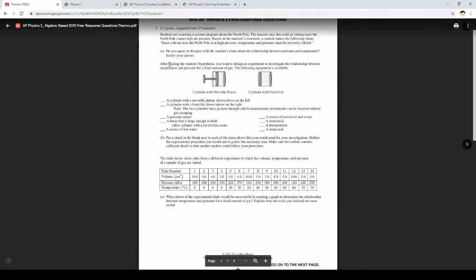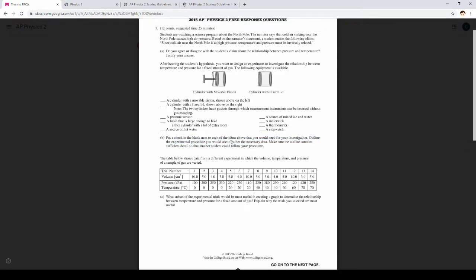Next part, we have the experimental design. We're trying to design an experiment to test this student's claim. Put a check in a blank next to each of the items that you would need for the investigation, outline the experimental procedure, and make sure that the outline contains sufficient detail so that another student can follow our procedure.